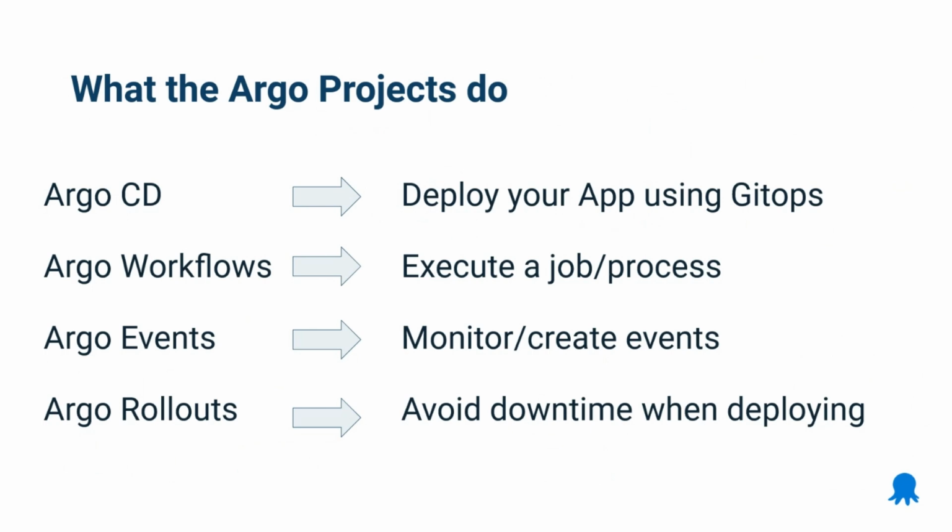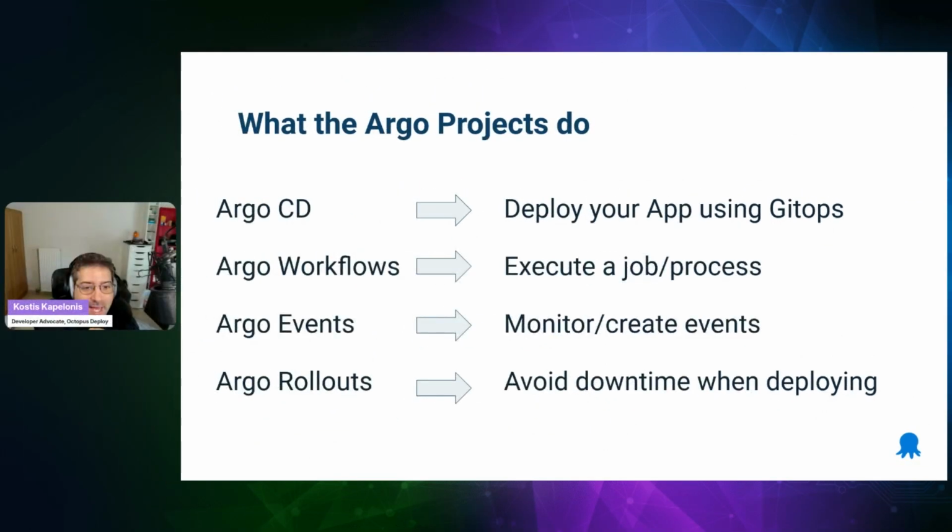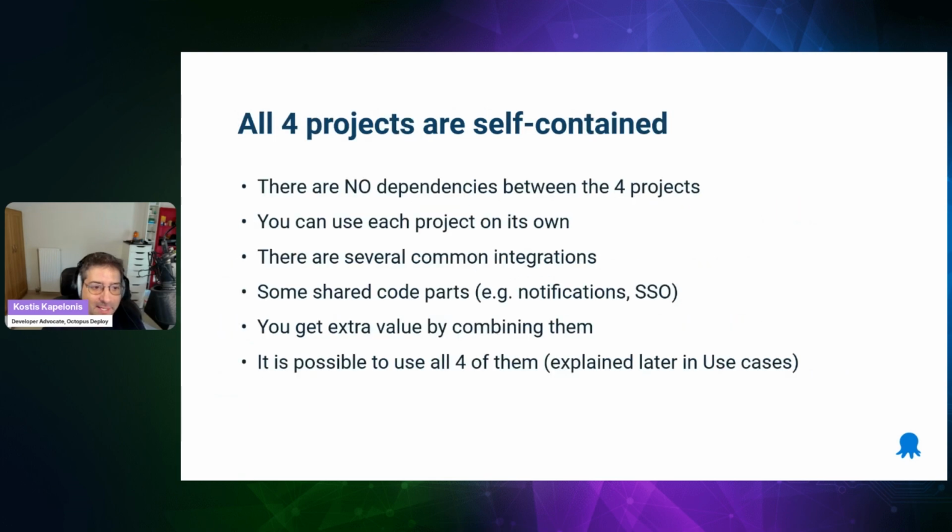So what do these projects actually do? Argo CD is a way for you to deploy your applications on a Kubernetes cluster by following the GitOps principles. Argo Workflows is a way to run workflows on your Kubernetes cluster. Argo Events is a generic event mechanism. And then Argo Rollouts, my favorite one, is a way to do deployments without downtime.